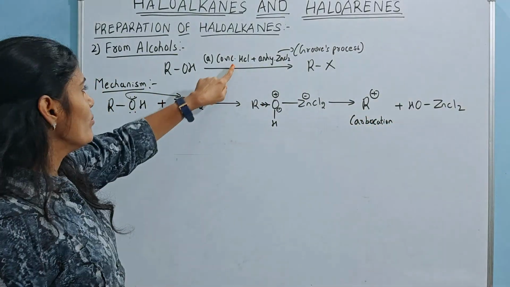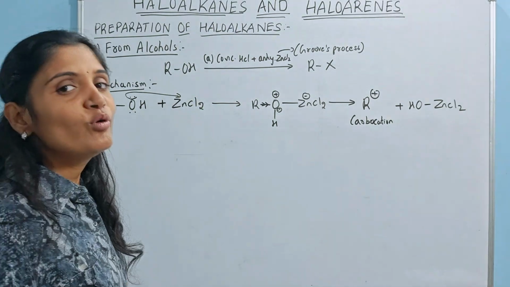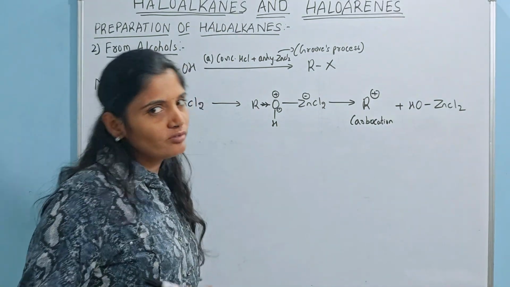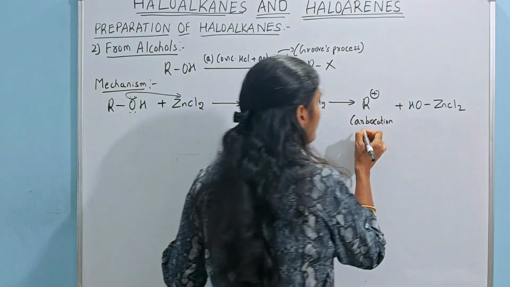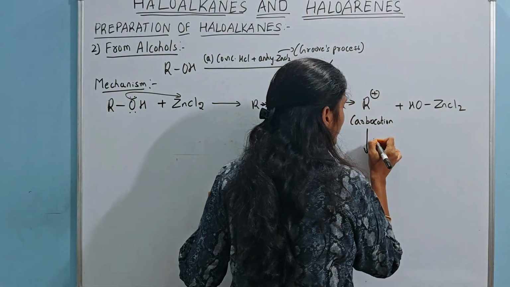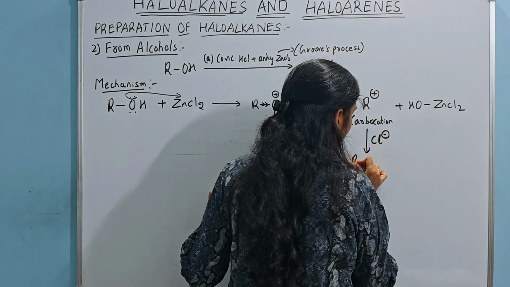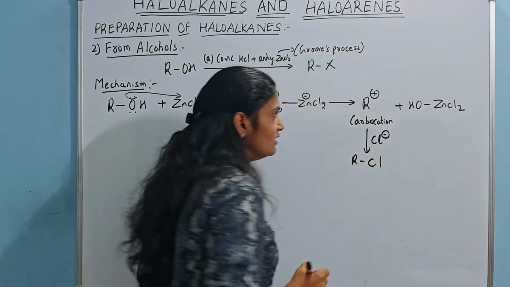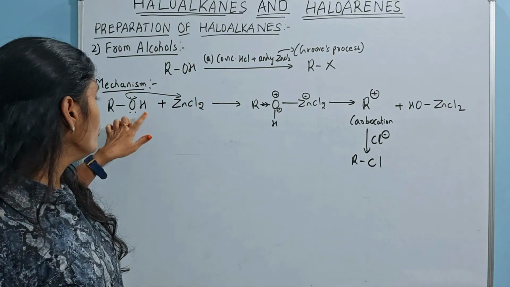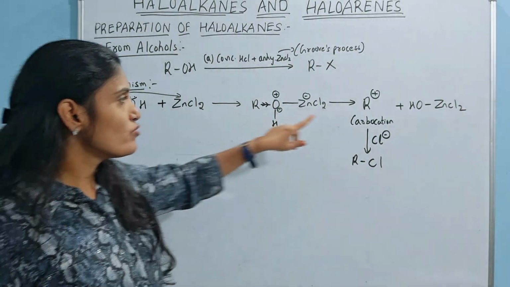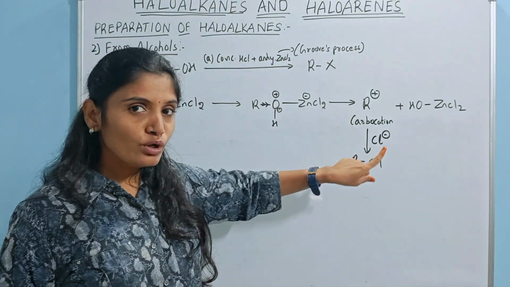Now comes into play my concentrated HCl. Because it is an acid, it will give H plus and Cl minus ions. Now this carbocation will react with Cl minus from there, and you will get RCl. So one nucleophile is getting substituted by another nucleophile.